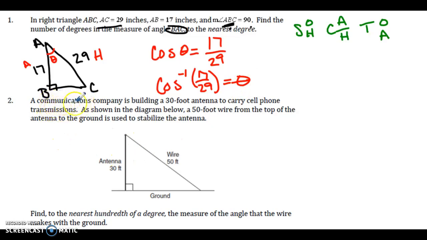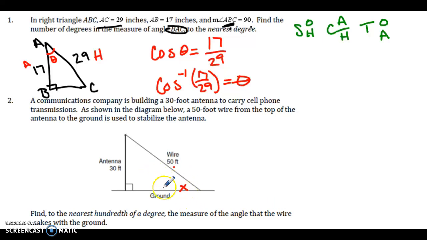Question number 2 says, a communications company is building a 30-foot antenna to carry cell phone transmissions. As shown in the diagram below, a 50-foot wire, so here's my wire, 50-foot wire from the top of the antenna to the ground is used to stabilize the antenna. Find to the nearest hundredth of a degree the measure of the angle that the wire makes with the ground. And so this time I'm going to call that x.